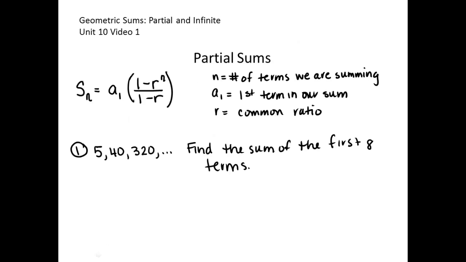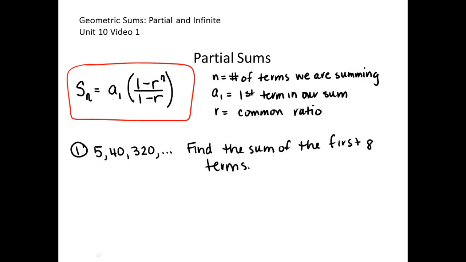Alright, so here is our formula for our partial sum, and n is representing the number of terms that we're going to be adding together. A1 is still our first term, and r is our common ratio. So all of these values are familiar to you, and we're going to be finding the sum of the first 8 terms for this sequence. Make sure you've got this written down. If you need to pause before I keep going, that's great. That is the formula you're going to be using for partial sums. There's only one formula for partial sums. There's not 2 options like there was for arithmetic.